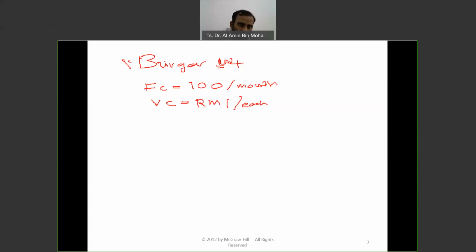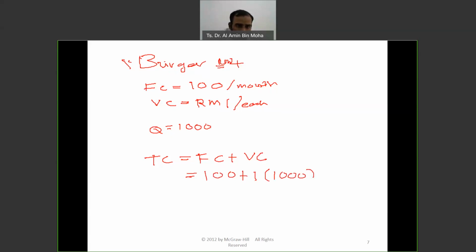How can you calculate this? Let's say in one month you sell 1,000 burgers. What would be your total cost? Total cost is fixed cost plus variable cost, right? So fixed cost is 100 plus your variable cost of 1 times the 1,000 you sell. So what is your total cost? 1,100.